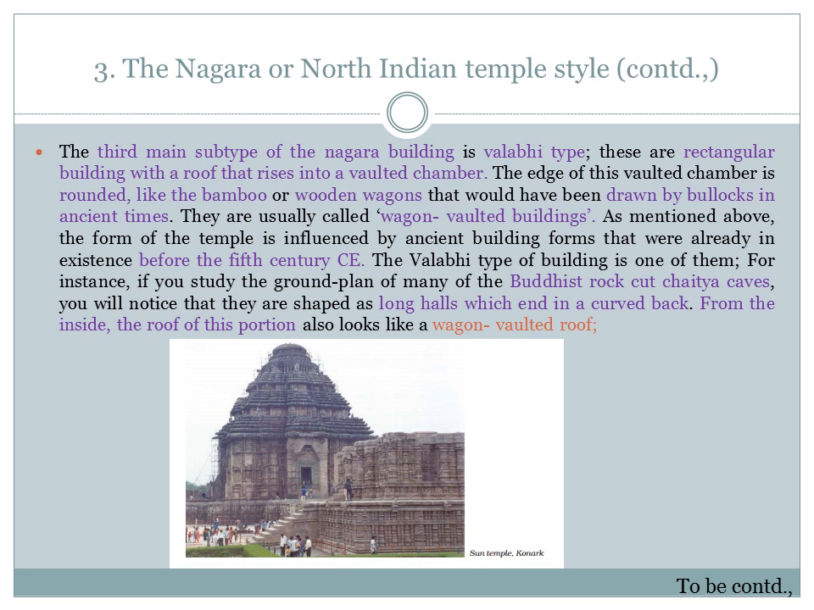As mentioned above, the form of the temple is influenced by ancient building forms that were already in existence before the 5th century CE. The Vallabhi type of building is one of them. For instance, if you study the ground plan of many of the Buddhist rock cut Chaitya caves, you will notice that they are shaped as long halls which end in a curved back. From the inside, the roof of this portion also looks like a wagon vaulted roof.